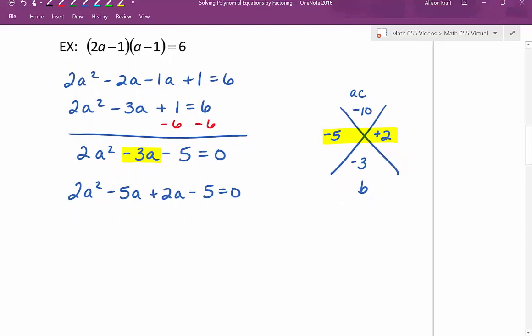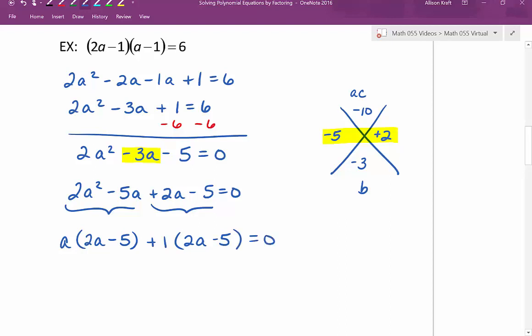And then we factor by grouping. The greatest common factor out of our first two terms is a, leaving us with 2a minus 5. The GCF out of our second two terms is a positive 1, leaving us with 2a minus 5. We see that we have a common binomial factor that lets us know that we're on the right track with our factoring. So now we factor out that common binomial factor of 2a minus 5, and we're left with another factor of a plus 1.